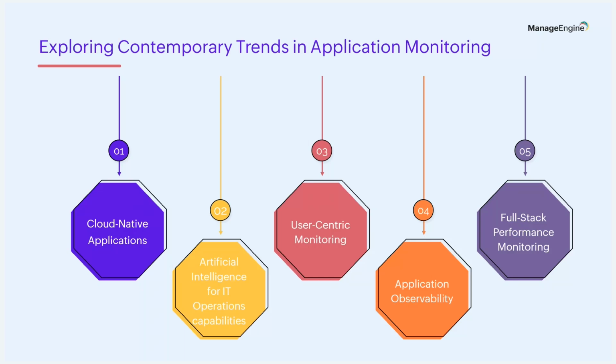The final trend is full stack performance monitoring. It monitors the entire application stack from the front end interface to the back end servers along with the databases. Real time data such as the response time and error codes are used to detect and fix performance issues quickly. As we discussed in these types of trends, by adopting these modern trends, organizations can monitor the applications in real time, identify issues early, and ensure better reliability, availability, and user experience.